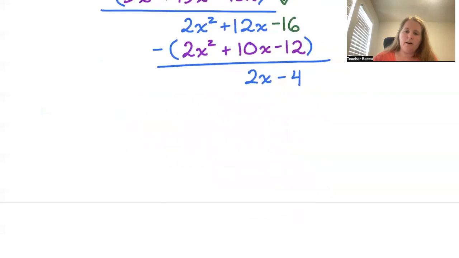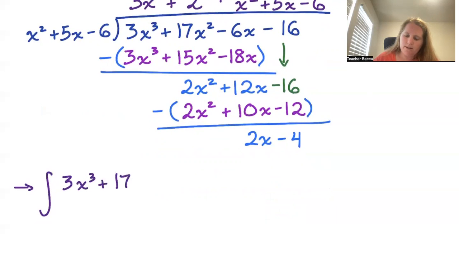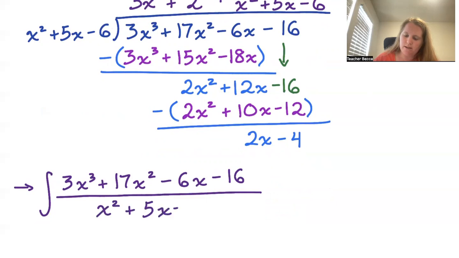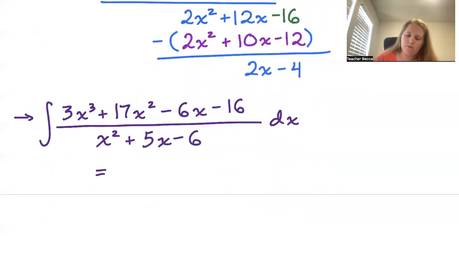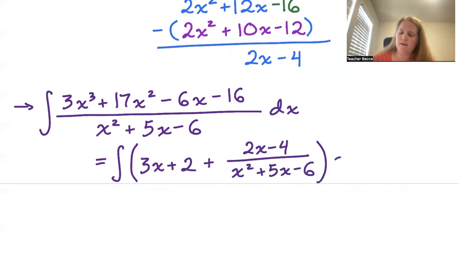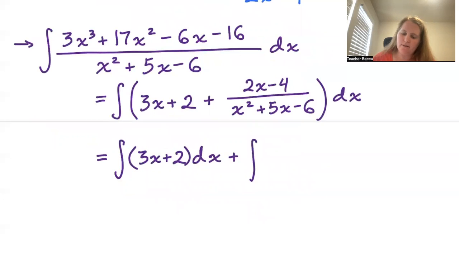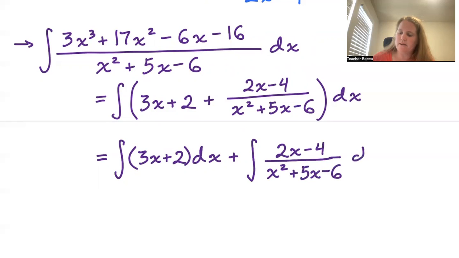So at this point, we have that our integral of 3x cubed plus 17x squared minus 6x minus 16 all over x squared plus 5x minus 6 dx is equal to the integral of 3x plus 2 plus 2x minus 4, all divided by x squared plus 5x minus 6, dx. Of course, this is equivalent to doing the integral of 3x plus 2 dx, and then adding on the integral of 2x minus 4 over x squared plus 5x minus 6 dx.